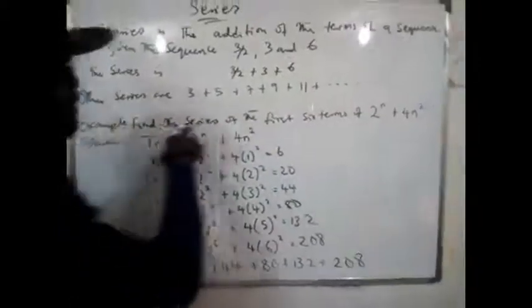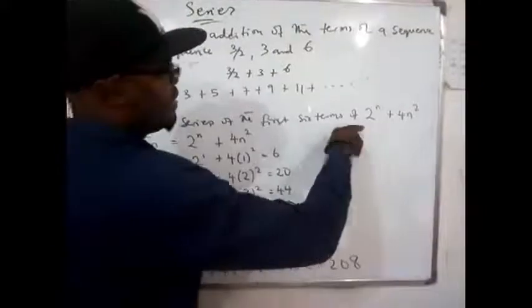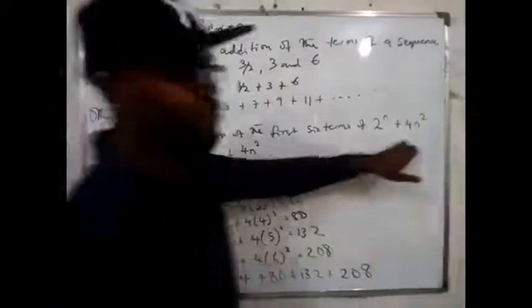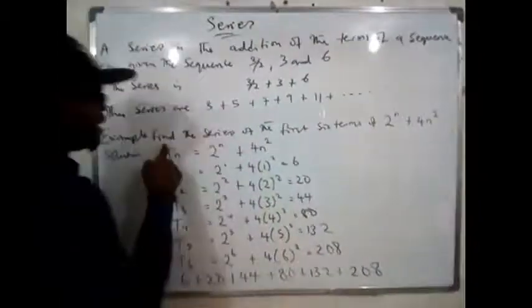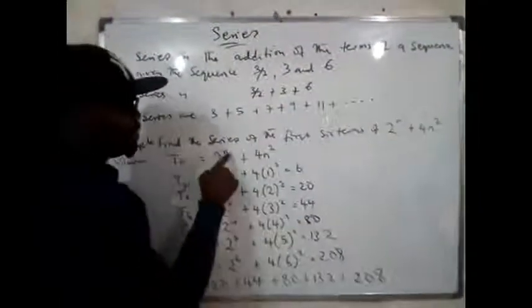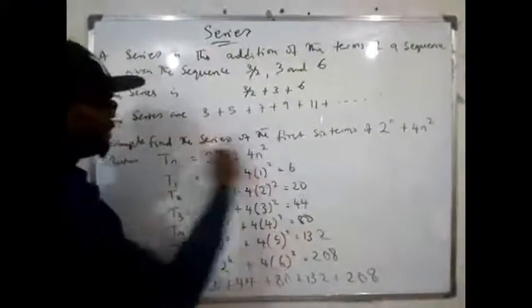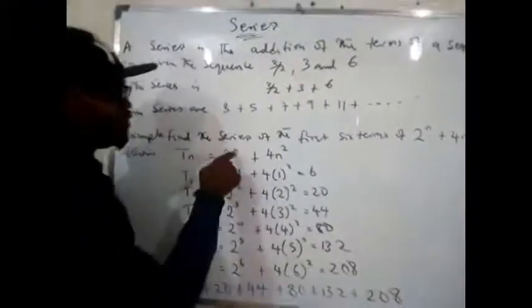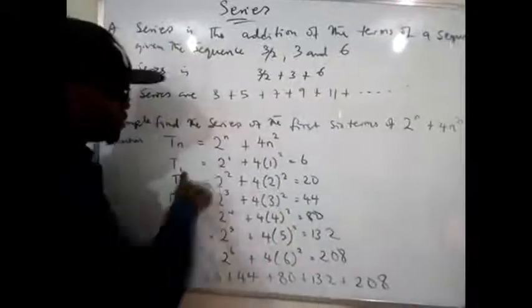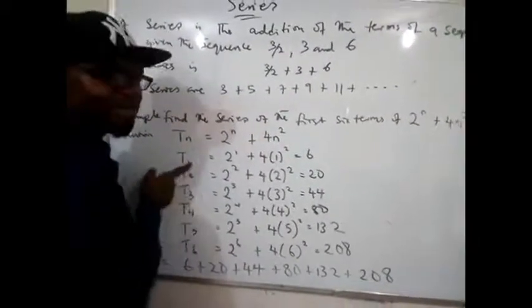Now, find the series of the first six terms of 2 to the power n plus 4n squared. This is the rule, isn't it? Yes. So we simply say that the nth term is equal to 2 to the power n plus 4n squared. So to find the first term, you replace everywhere you see n with 1, because you're finding the first term.